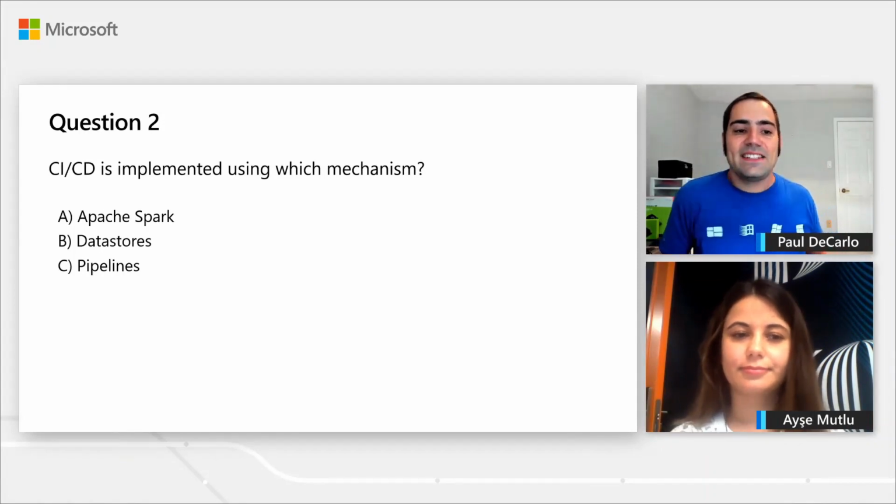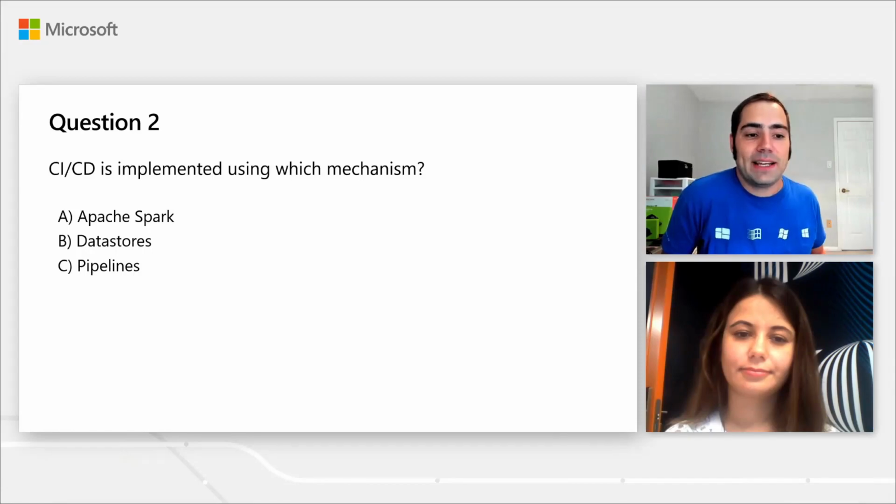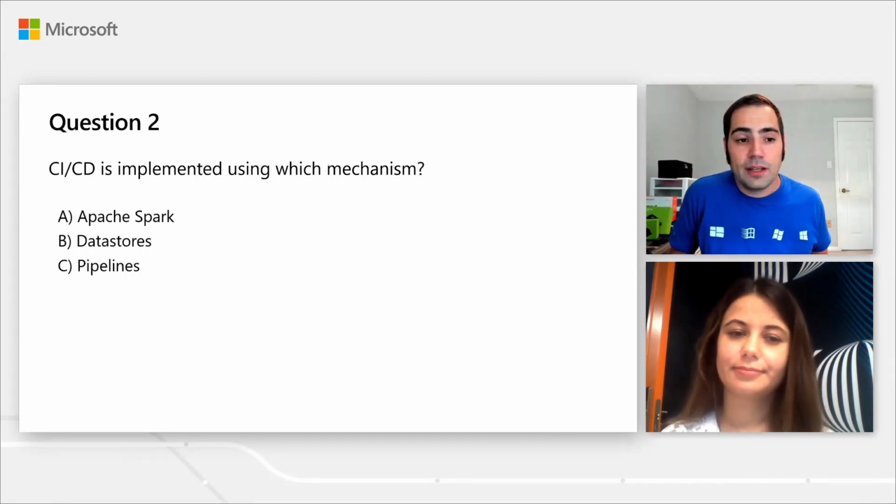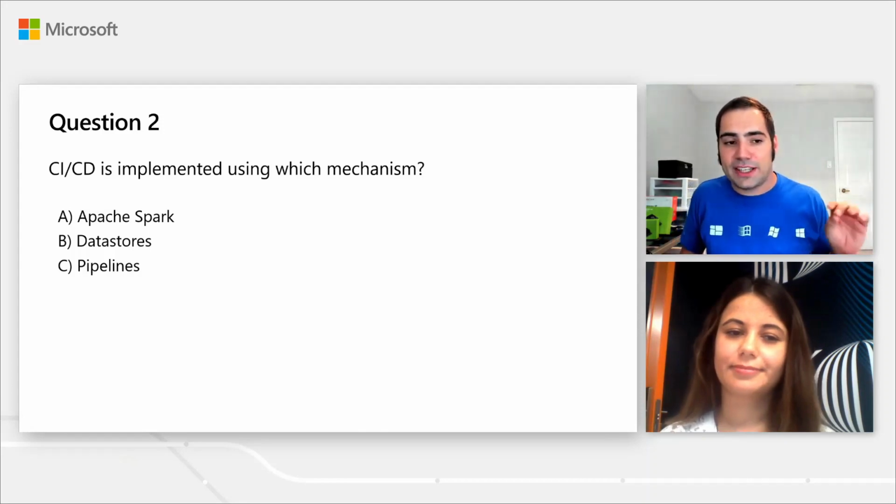CI/CD has been implemented using which mechanism? Apache Spark, data stores, or pipelines? We won't give very long for this one. Everyone out there should get this one correct. Ayse, want to help everyone else out there? What's the correct answer here?